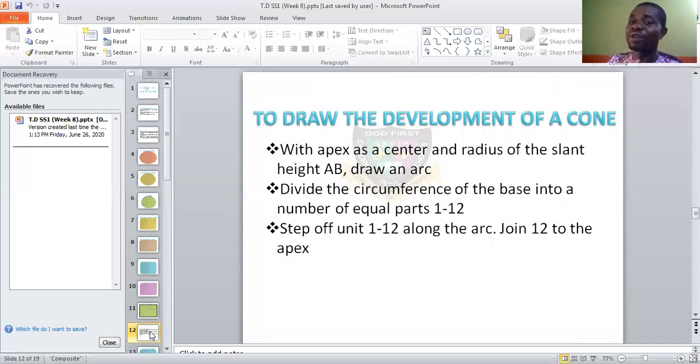Divide the circumference of the base into a number of equal parts, 1 to 12. After you have taken that arc, you divide it into 12. Step off unit 1 to 12 along this arc. You join 12 to the apex. The last point, you join it to the apex. Apex, that is of the cone, cylinder cone, pyramid cone, or whatever. Let me give you the drawing now. The last point, remember, that's point 12, is joined to the apex.